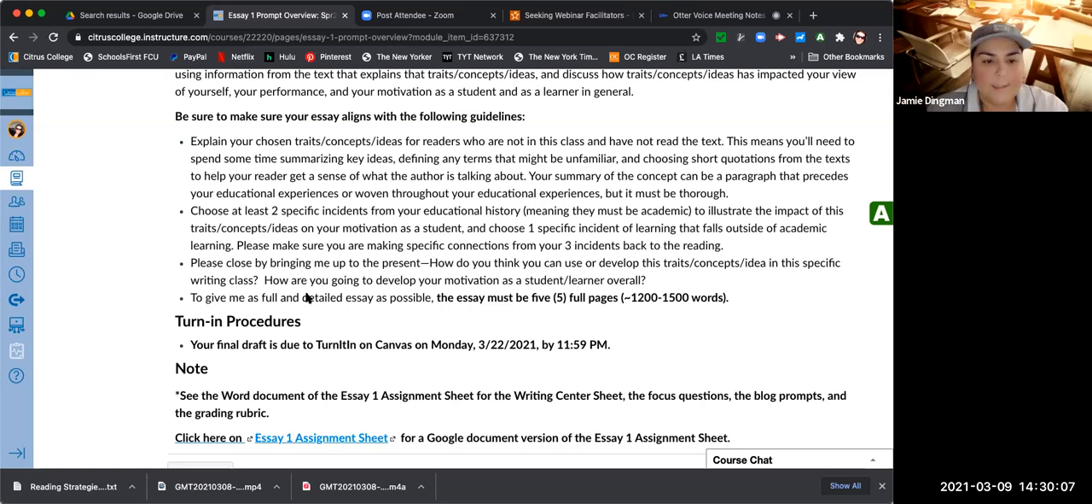And then the last point here is to give me as full and detailed an essay as possible. The essay should be 5 full pages. Don't panic, okay? I know that sounds like a lot, but keep in mind, we have the intro and the conclusion, and you guys are writing a summary. You have to summarize that article. And your summary, I'm looking for about 3/4 to a full page of summary from that article.